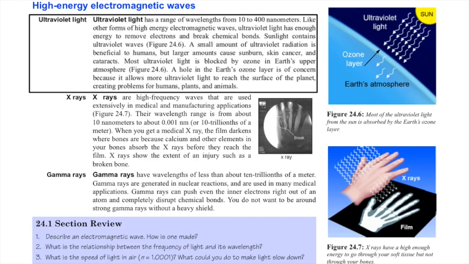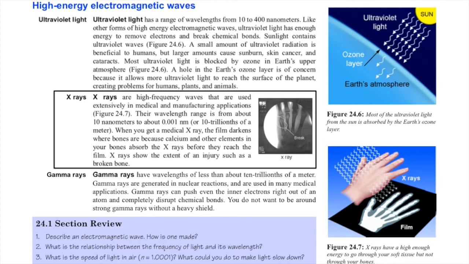A small amount of ultraviolet radiation is beneficial to humans, but larger amounts cause sunburn, skin cancer, and cataracts. Most ultraviolet light is blocked by ozone in the Earth's upper atmosphere, as shown in figure 24.6 as well. A hole in the Earth's ozone layer is of concern because it allows more ultraviolet light to reach the surface of the planet, creating problems for humans, plants, and animals.